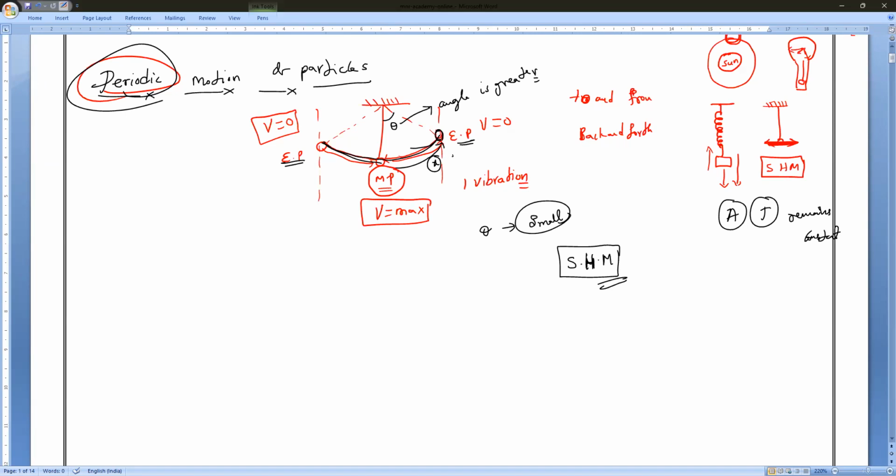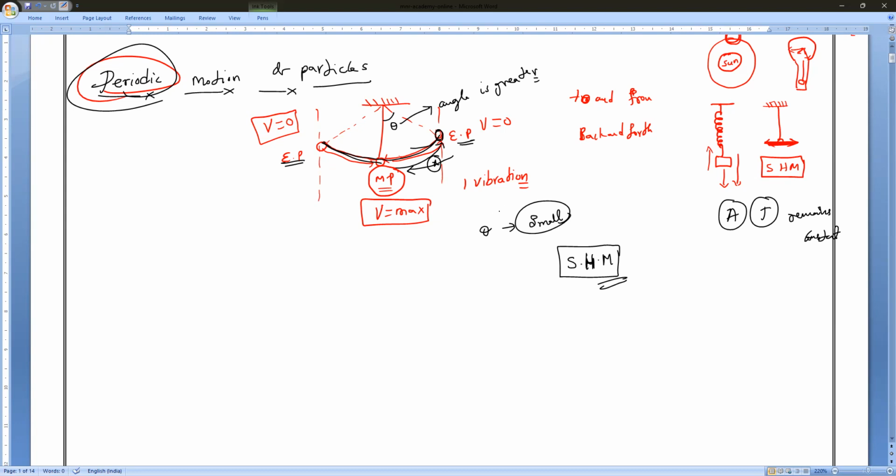So the bob is accelerating. The bob is accelerating towards what point? Towards the mean position. That is, the acceleration is directly proportional to its displacement from the mean position, and it is directed towards the mean position.